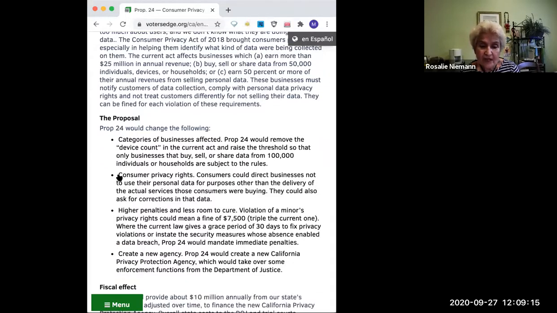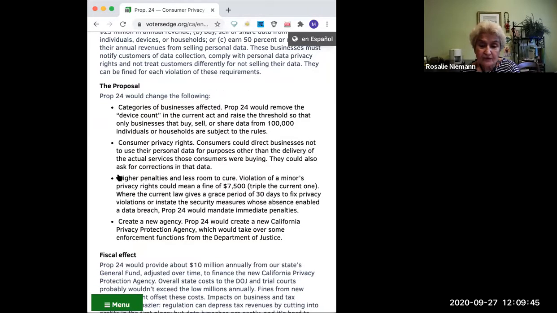Prop 24 would change the following. It would change the categories of businesses affected. Prop 24 would remove the device count and raise the threshold so that only businesses that buy, sell, or share data from 100,000 individuals or households are subject to the rules. It would change the consumer privacy rights. Consumers could direct businesses not to use their personal data for purposes other than the delivery of the actual services those consumers were buying. They could also ask for corrections in that data.